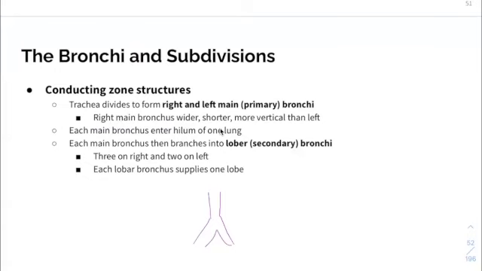The right main bronchus is wider, shorter, and more vertical than the left. If you think about the cardiovascular system, it explains why. Because on the left side, we have the heart. On the right side, we don't have as much of the heart sitting there, or we really shouldn't have much of any of it. So each main bronchus will enter the hilum of one lung. So then we get our lungs over here.